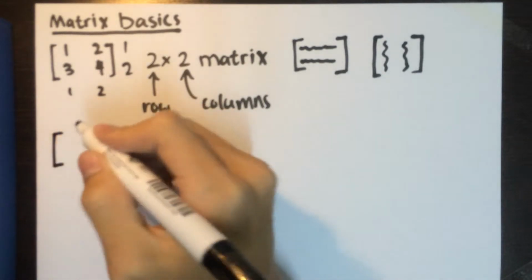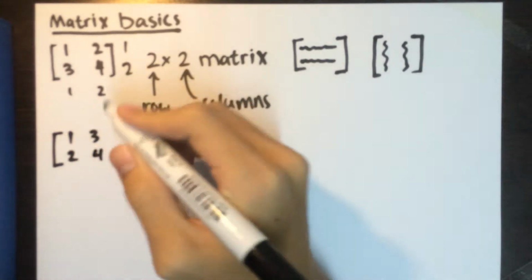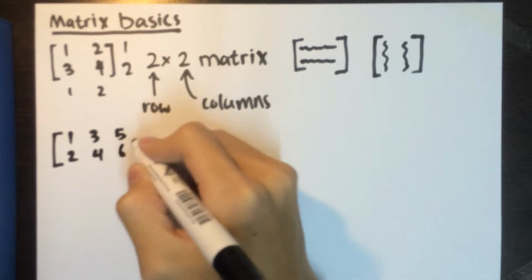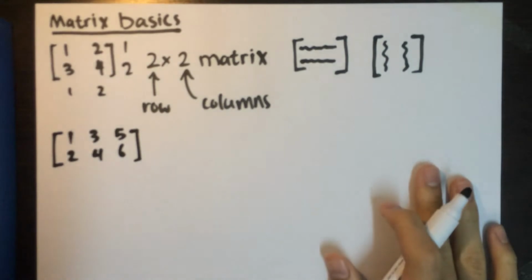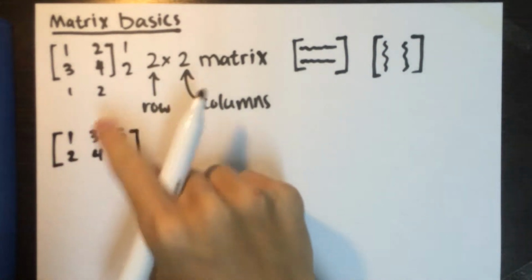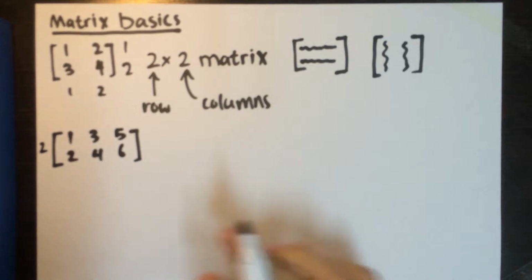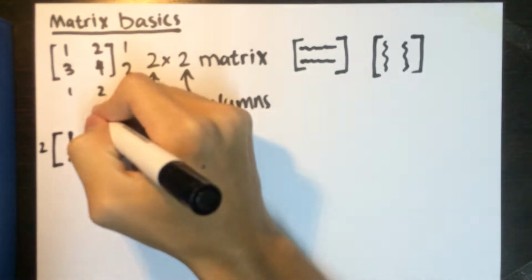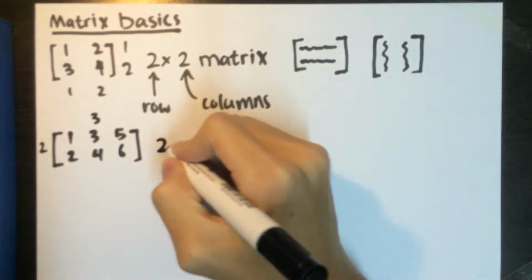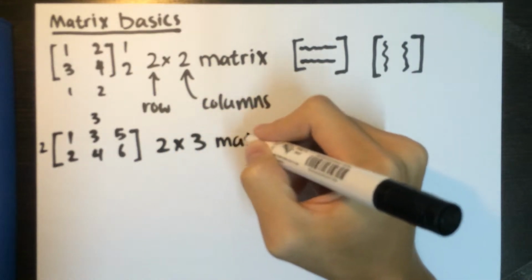So let's say if we got something like this. Okay, so this will be called a 2 by 3 matrix because it has 2 rows and 3 columns. This is a 2 by 3 matrix.